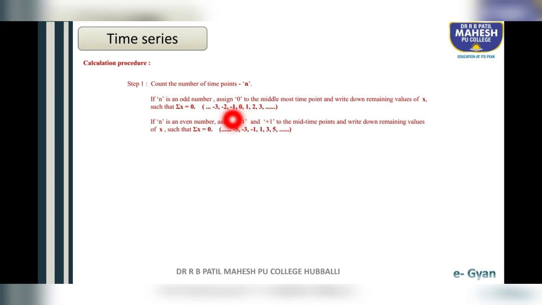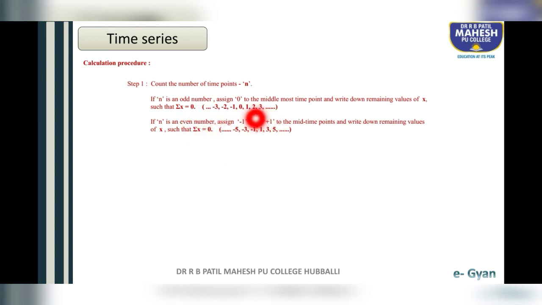Above it, you take the negative values: minus 1, minus 2, minus 3, minus 4, and like this it will increase. Below it, the positive values: 1, 2, 3, 4, 5, and like this it will increase, when n is an odd number. Students, if n is an even number, assign minus 1 and plus 1 to the middle values and write down the remaining values of x.